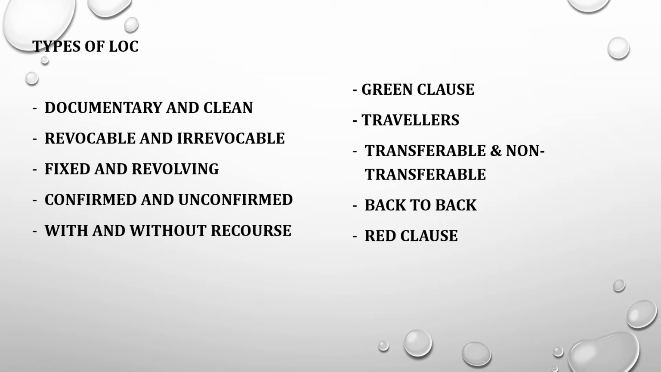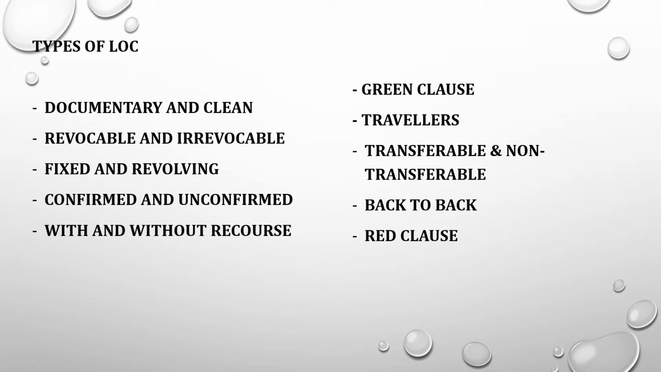Revocable and irrevocable letter of credit. The letter of credit which can be cancelled by the issuing bank without the consent of the beneficiary. Beneficiary is the exporter here. So the letter of credit can be cancelled by the banker itself. That comes under revocable. If the letter of credit cannot be cancelled by the banker without the consent of the beneficiary, that comes under irrevocable. Which can be cancelled, which cannot be cancelled.